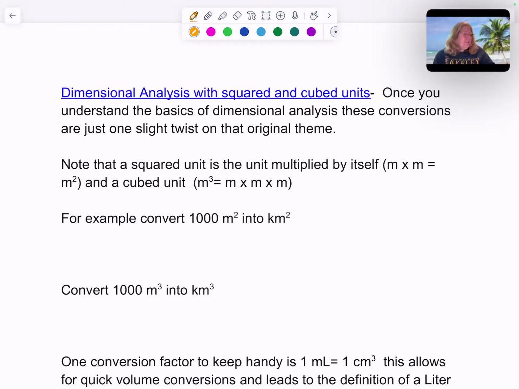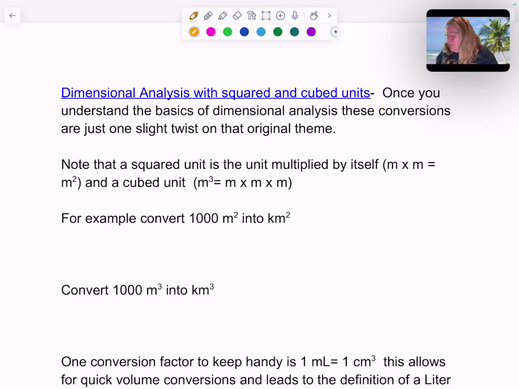Today we're going to tackle our third skill in dimensional analysis, working with squared and cubed units. Once you understand the basics of dimensional analysis, these conversions are just one slight twist on an original theme. One thing you need to realize is that a squared unit is just a unit multiplied by itself. A meter times a meter is a meter squared, and a cubed unit is a meter times a meter times a meter in this example. So what you're going to need to do is expand out that squared unit or cubed unit.